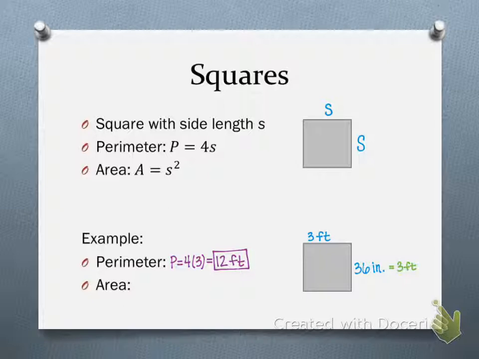Now next is the area. Area is S squared. So if we have S squared, that would be 3 squared. 3 squared in your calculator is 9. Okay, so 3 times 3 is 9. And for area, it's not going to be feet. It's going to be feet squared. And what this feet squared tells us is that it's the area, instead of just a one-dimensional length. Whenever you see units that are squared, it's talking about area.